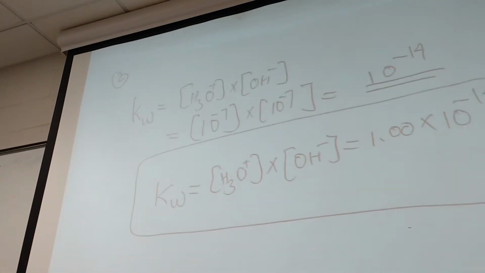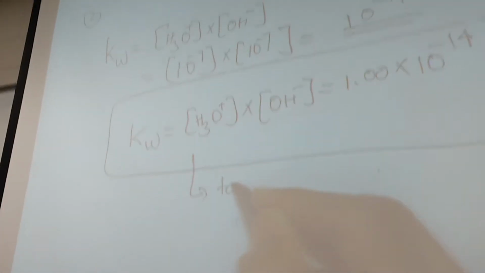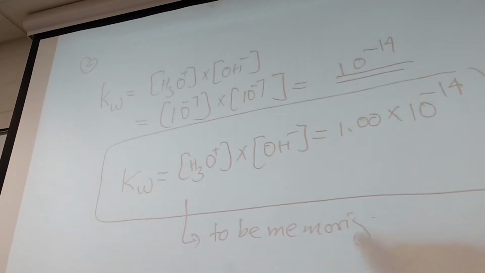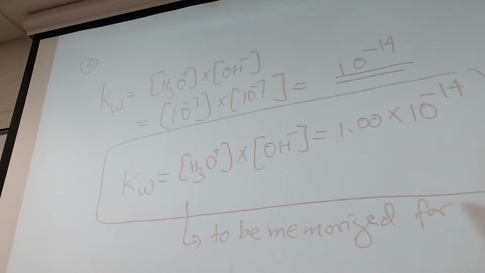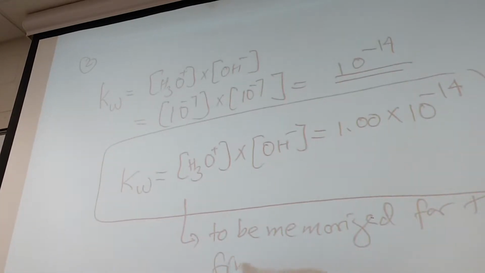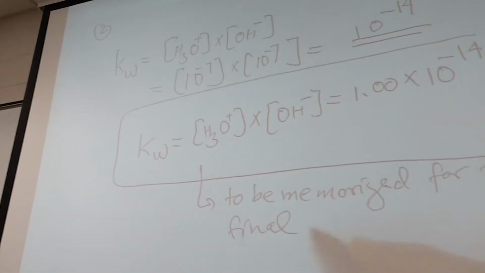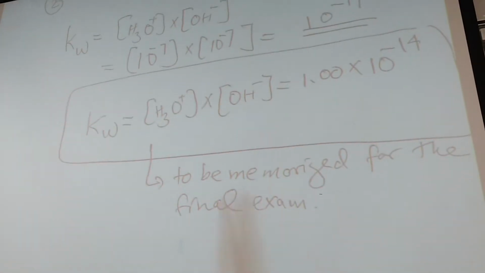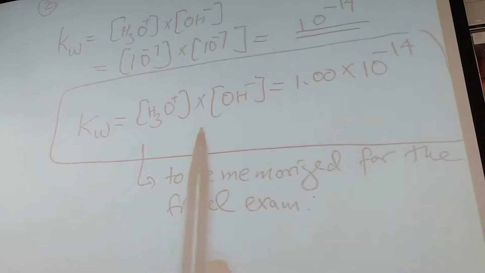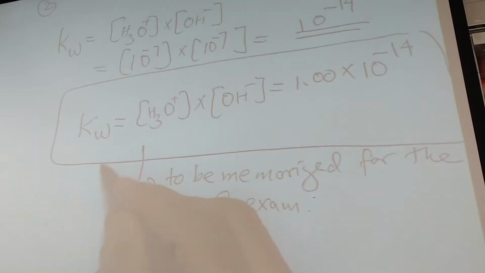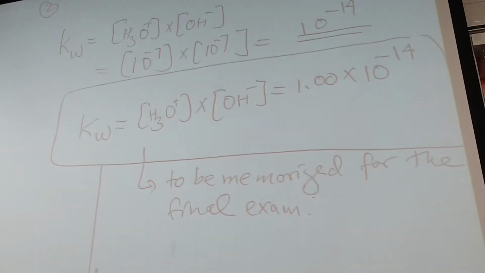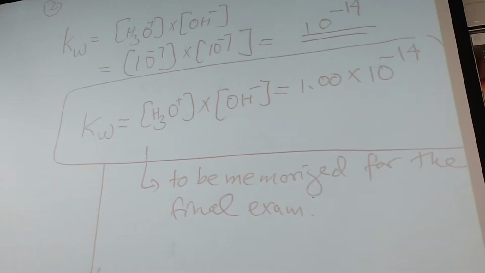1.00 times 10 minus 14. This is to be memorized for the final exam, not given to you, to be memorized for the final exam. So can I move this one around? Yes, I have this. Then I can say, out of this one here, I can have H3O plus will be what, guys? Will be Kw over OH minus.